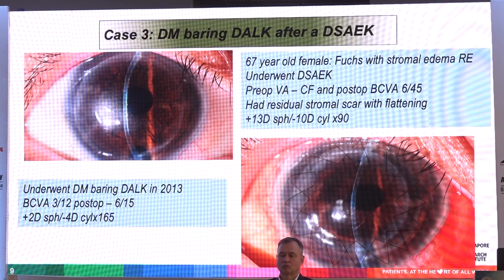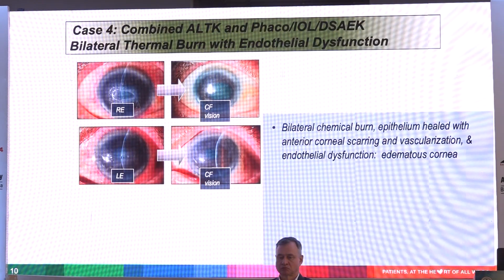So this is another example where instead of converting to PK, a DOLC over a DSEC can be done very easily. And believe me, this surgery is a lot easier. If you have a DSEC there, all you need to do is inject a bubble into the eye, and that plane of cleavage is very easily achieved.